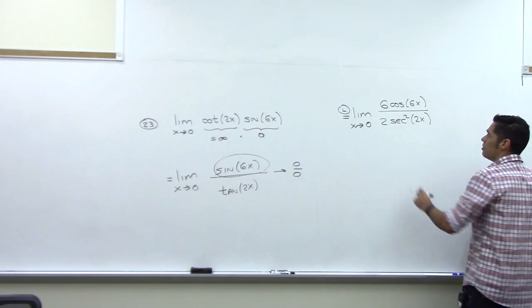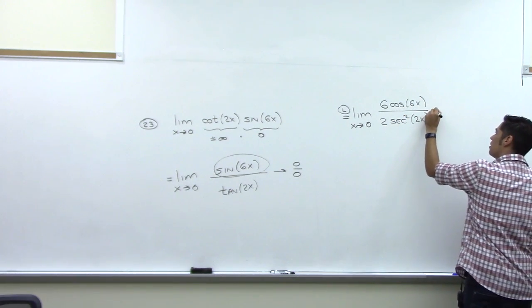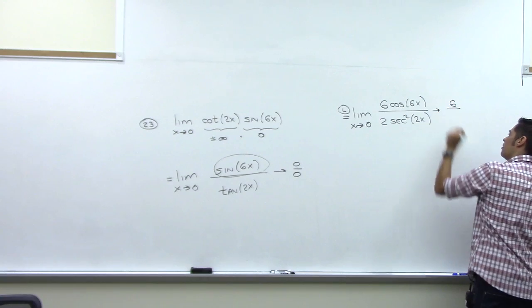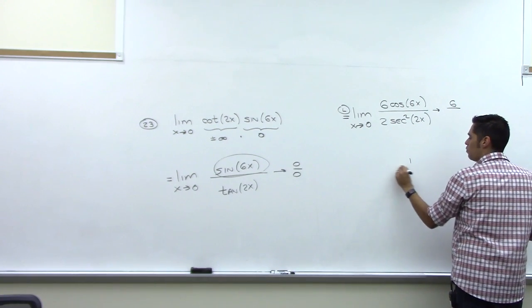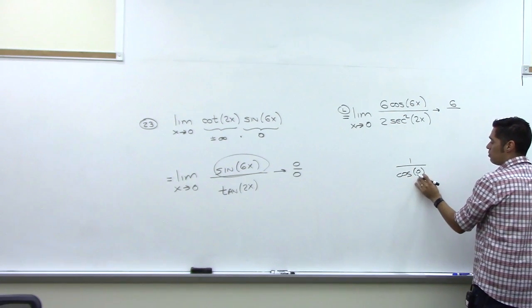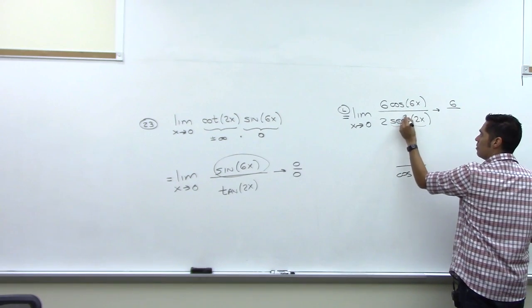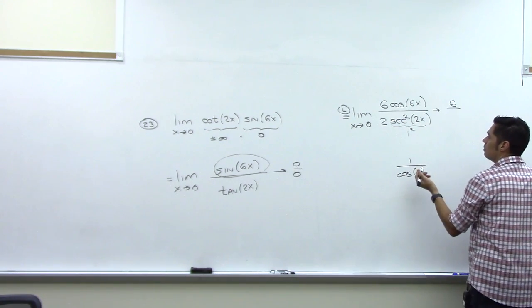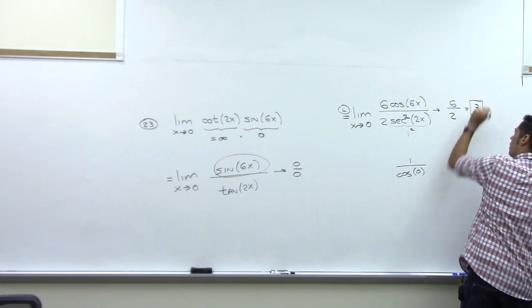Now let's let x go to 0. 6 times 0 is 0. Cosine of 0 is 1. So the top is headed towards 6 times 1, which is 6. All right, secant of 0 is the same as 1 over cosine of 0, and cosine of 0 is 1, so that's 1 over 1. This right here is 1, and then you square it, still 1, and then times 2, so you get 2. So the answer here is 3.